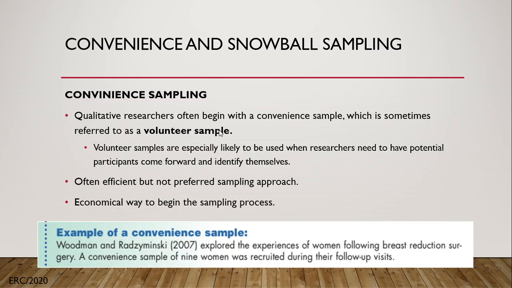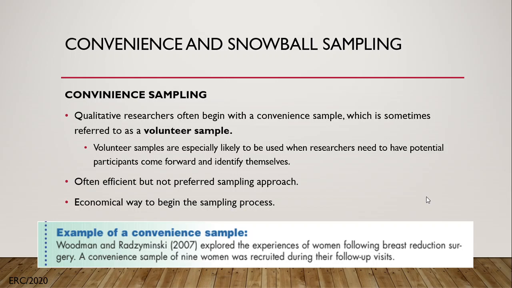Okay, let's move on to convenient sampling. Qualitative researchers often begin with convenient sampling, which is sometimes referred to as volunteer samples. Volunteer samples are especially likely to be used when researchers need to have potential participants come forward and identify themselves. For example, if we wanted to study the experiences of people with frequent nightmares, we might have difficulty readily identifying potential participants.